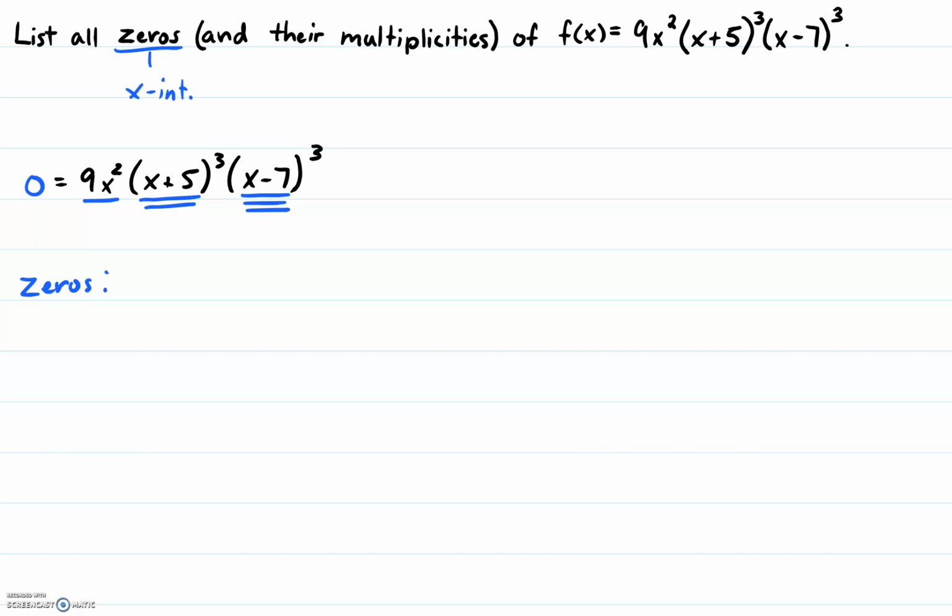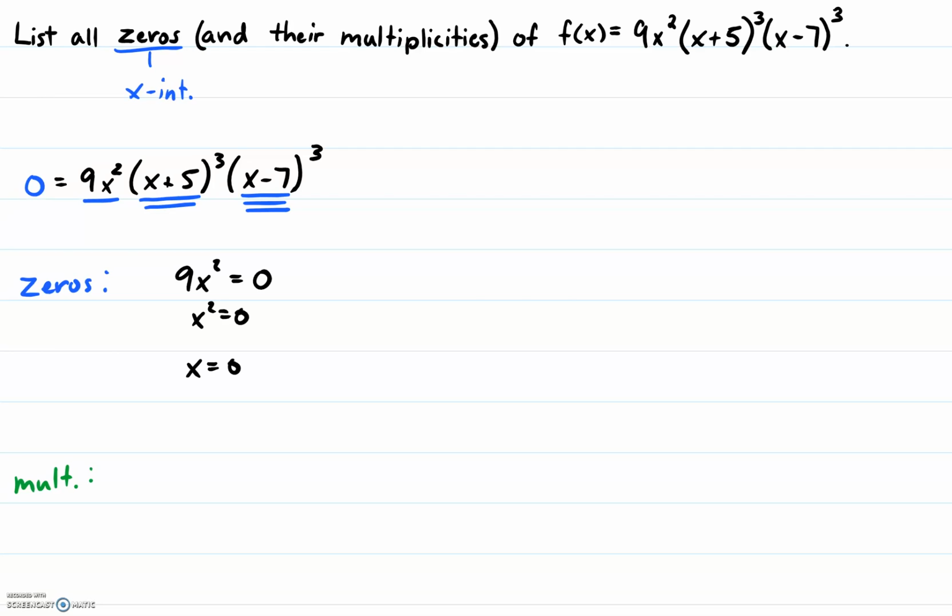So for the first one, we're going to set 9x squared equal to 0, and we'll divide both sides by 9, so that's going to give us x squared is equal to 0, because 0 divided by 9 is still 0, and if you take the square root of both sides, you get x is equal to 0. And so in this case, we just have x is equal to 0, and that's going to be our 0 or x-intercept.